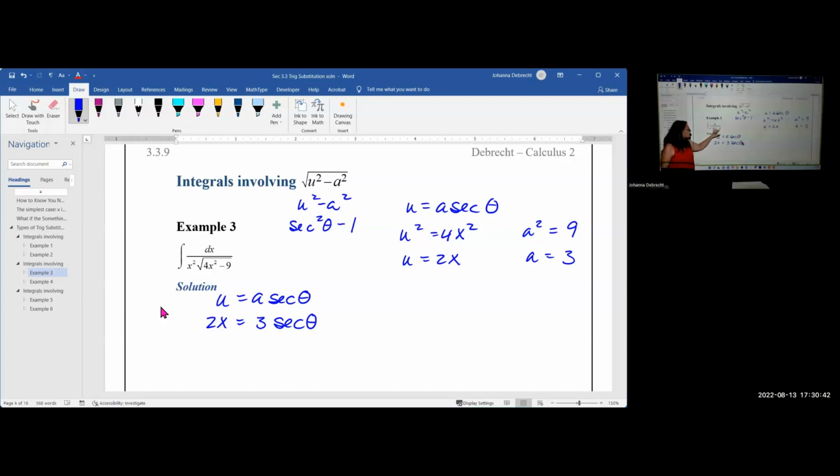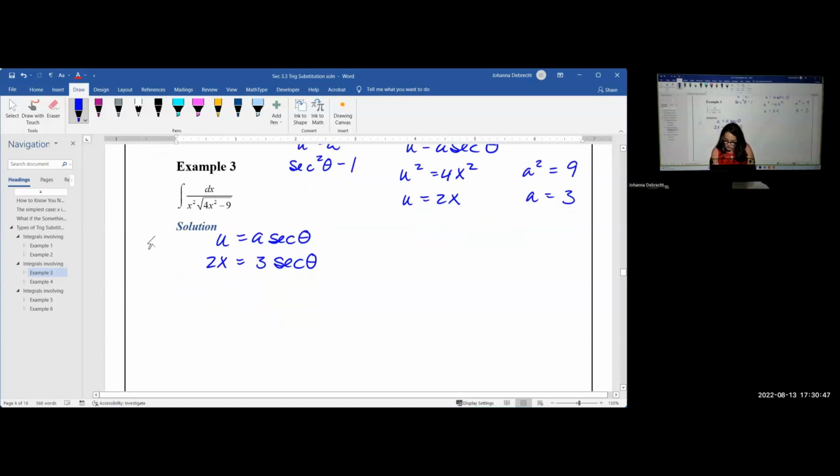First things first, let's switch the 4x squared minus 9. So I'm going to come over here to the left, and I'm going to write 4x squared minus 9 equals. Well, 4x squared is the same thing as 2x being squared minus 9. But 2x is 3 secant of theta, so I can replace the 2x with 3 secant of theta.